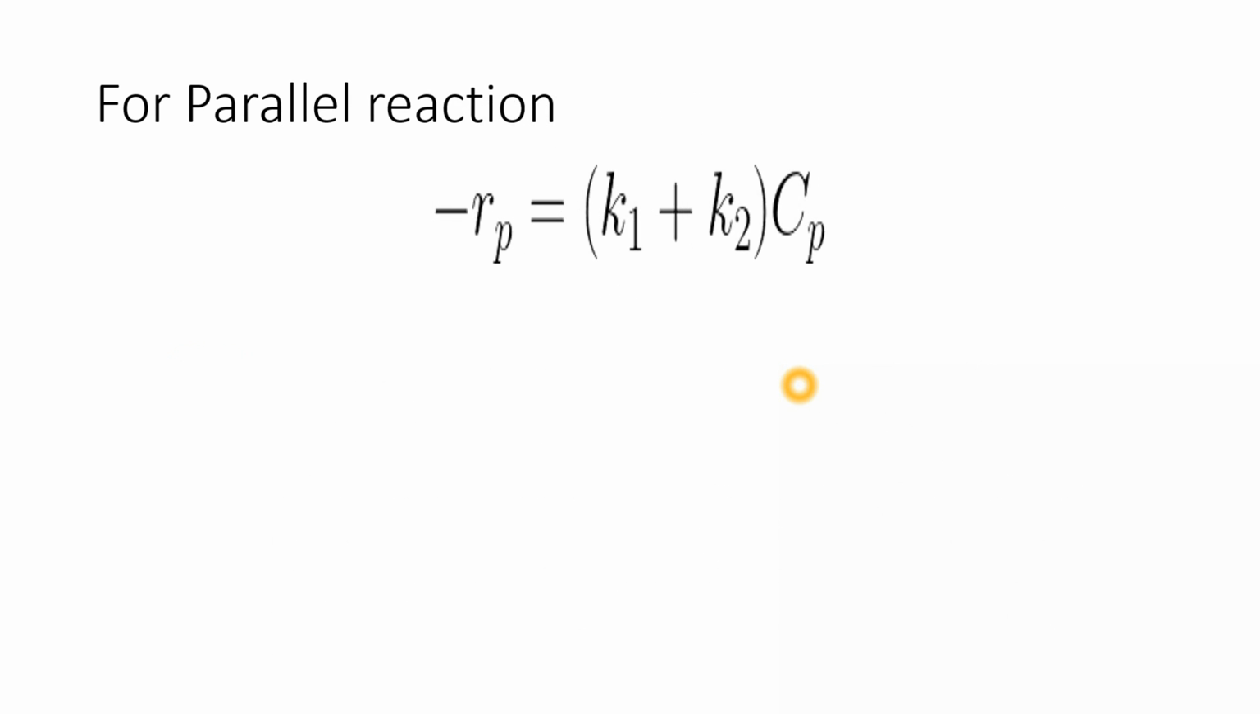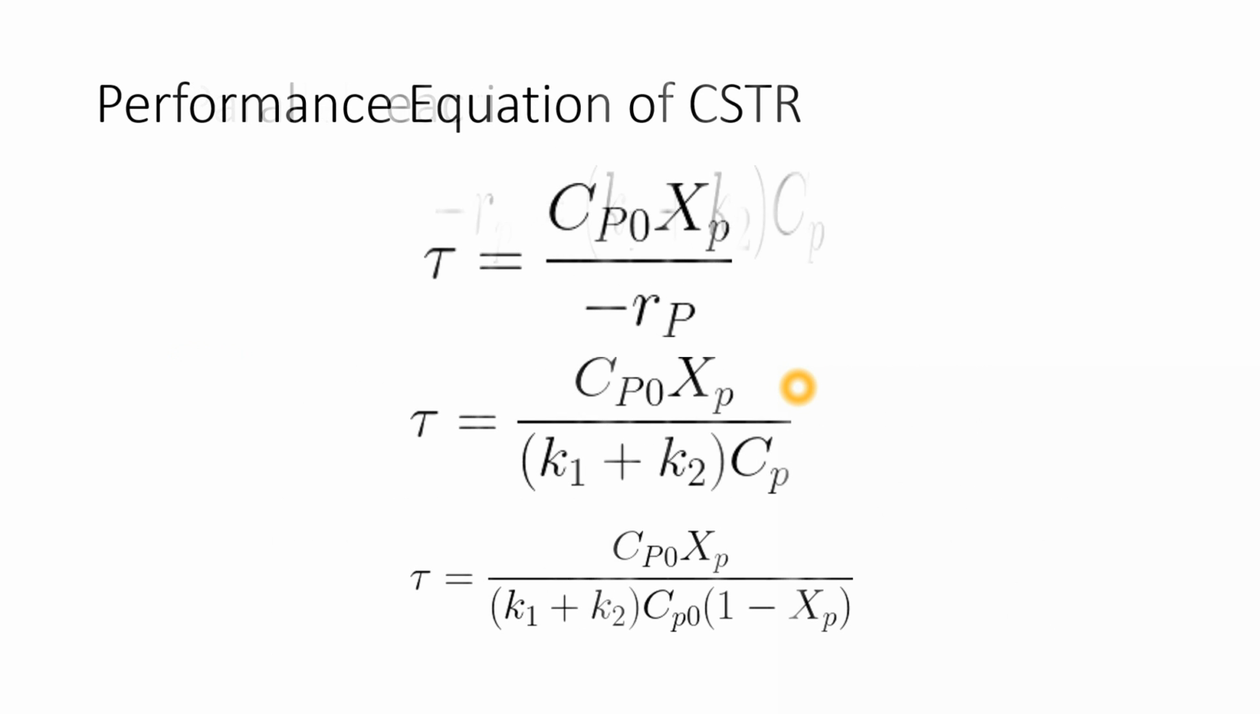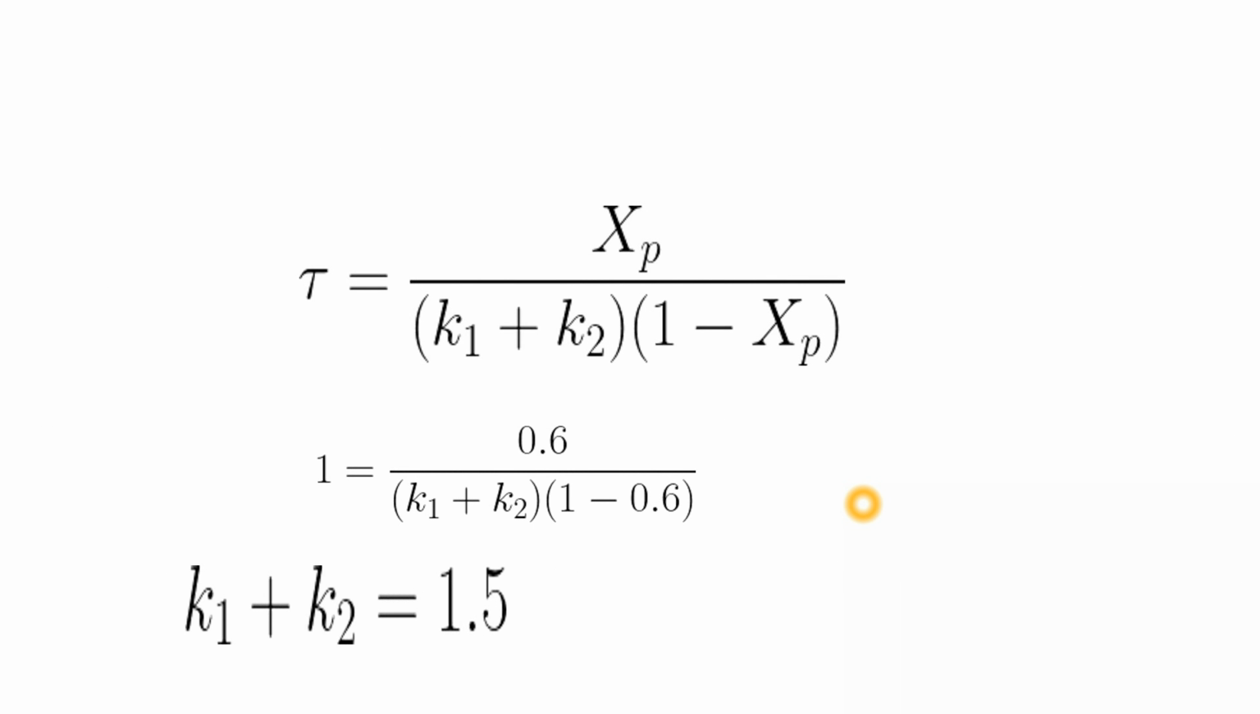So it can be given like this, and we know that the performance equation for a CSTR is tau is equal to Cp0 Xp upon -Rp, and -Rp can be written as (K1 + K2) Cp, where Cp is Cp0 into (1 - Xp). Cp0 will cancel out, and they have given tau is equal to 1 minute, and Xp is the conversion, that is 60%, they have given 0.6. From this we can get K1 plus K2 is equal to 1.5.